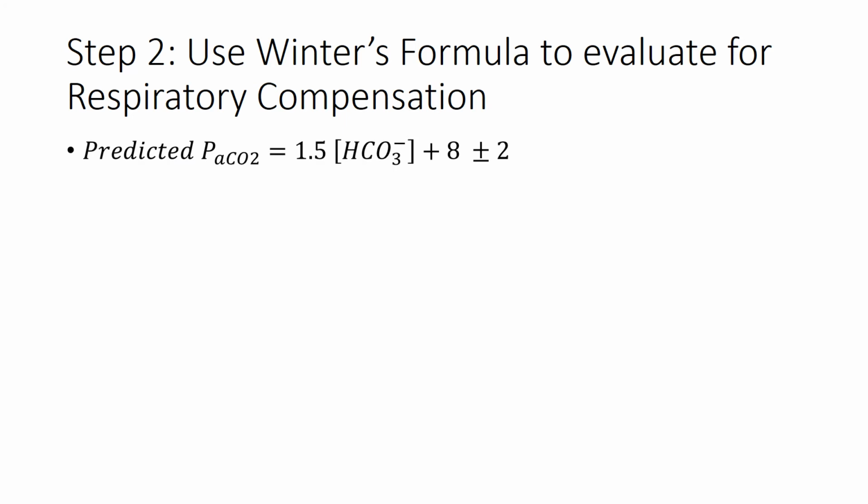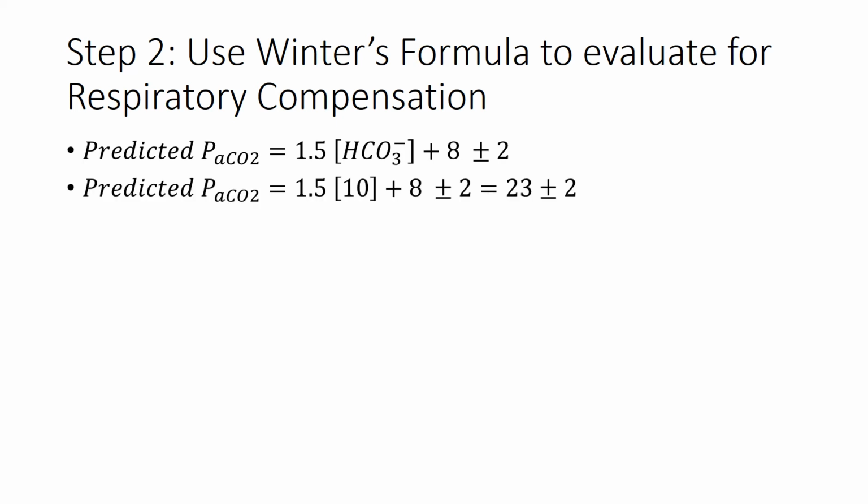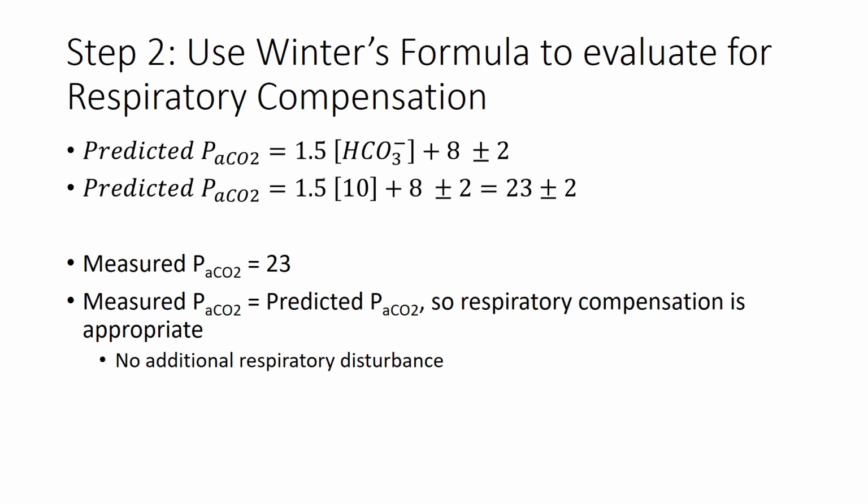The predicted partial pressure of CO2 is linearly proportional to that of bicarb. When we substitute our values, 1.5 times 10 is 15, plus 8, 23, plus or minus 2. The measured PaCO2 we had was 23. It exactly matches up with our predicted PaCO2. That means there's no additional respiratory disturbance occurring, and respiratory compensation here is appropriate.